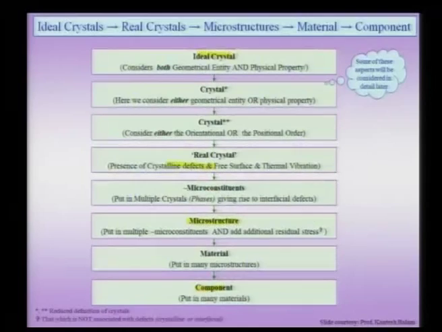Therefore, it is very important for us not only to consider an ideal crystal, which we have done so far, where we considered the definition of an ideal crystal either based on a purely geometrical entity or even a physical property. We have also seen how we can ignore the positional or the orientational order. But now we need to go to the real crystal with defects, which is the first handle on understanding the properties of real materials before we proceed to the other important stage, which is the stage of the microstructure.